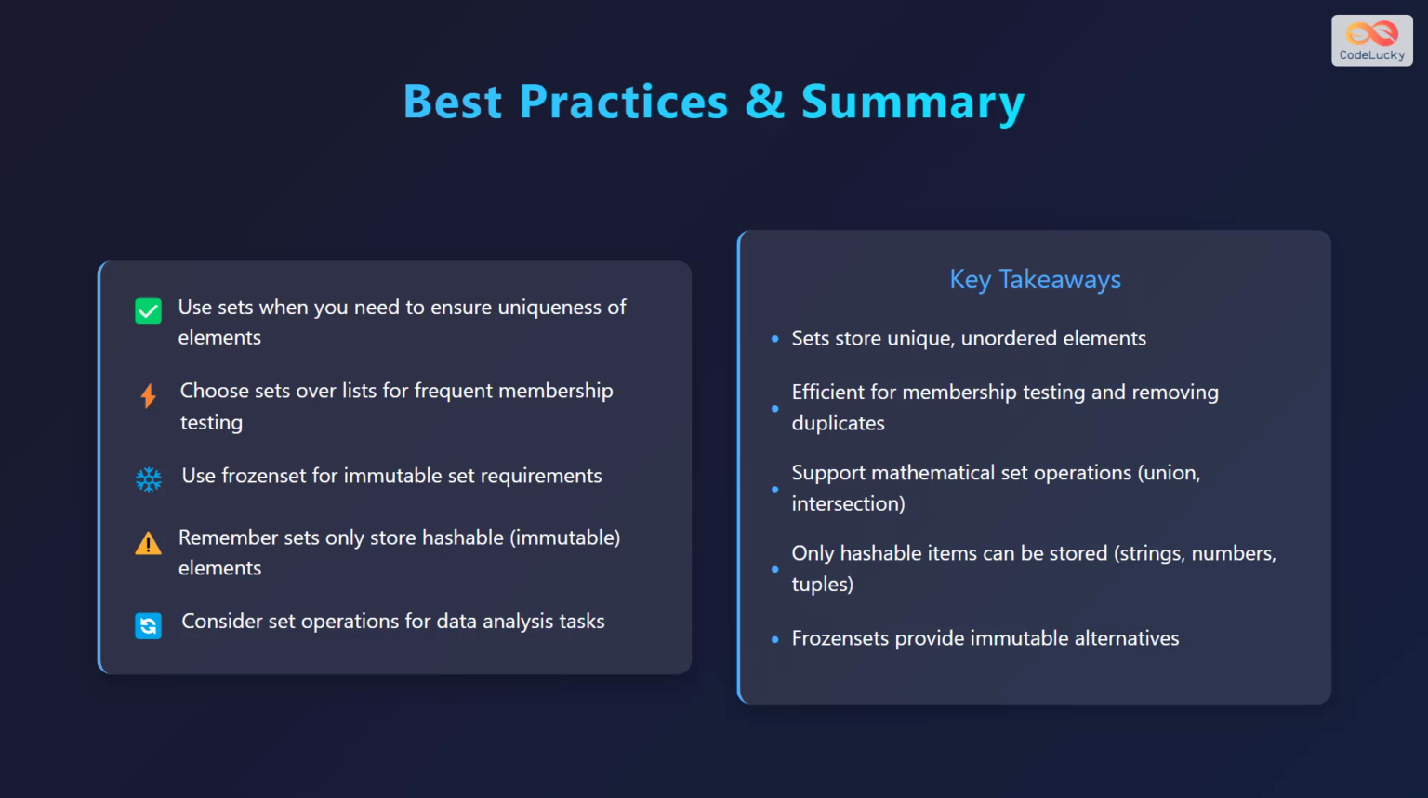In summary, sets store unique unordered elements. They are efficient for membership testing and removing duplicates. Sets support mathematical set operations, like union and intersection. Only hashable items can be stored in sets, like strings, numbers, and tuples. Finally, frozen sets provide immutable alternatives when you need an unchangeable set.